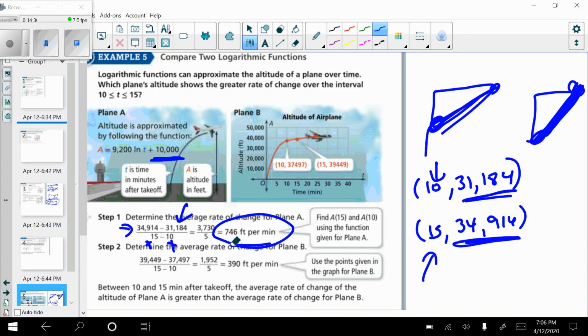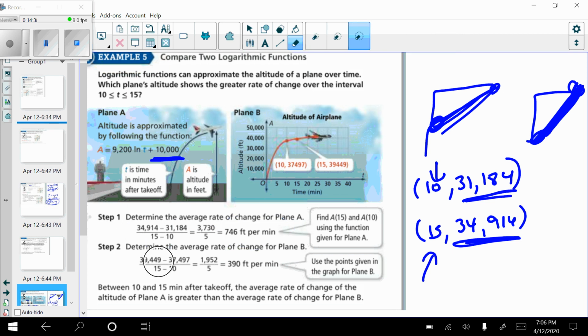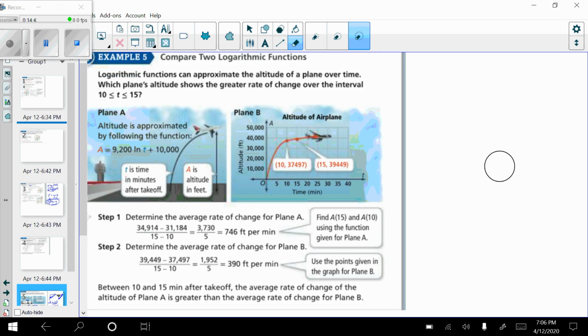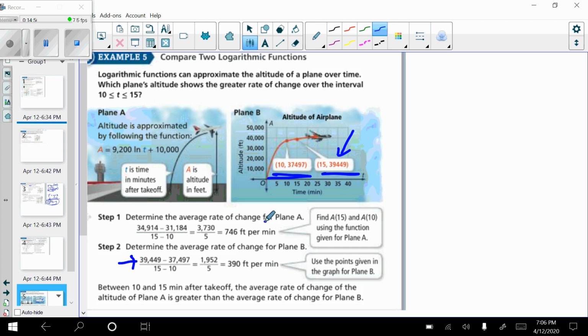Now with this other one, for plane B, they already give you the x and y, so it's much easier. There's no need to plug in to find the x's and y's that you're going to use. They're right here. So all you're going to do is, this is my y, that's my y1, so I'm going to do 39,000, which is what they did here, minus the other y, which is what they did here. And then your x that came with the first one, so 15, which is right there, minus 10, which is right there. When you do that, you get this.